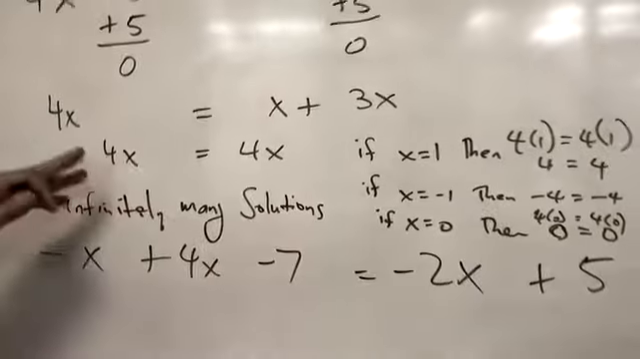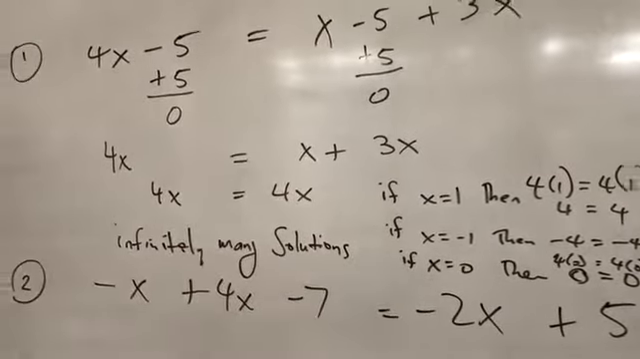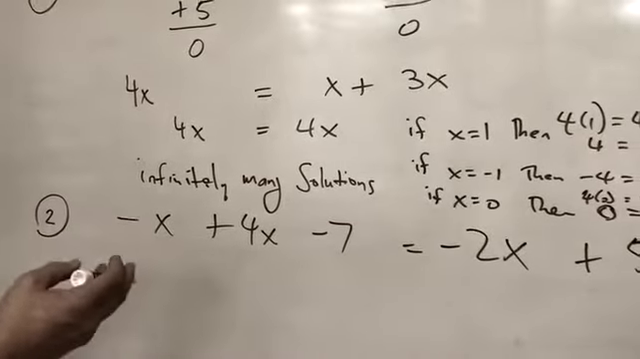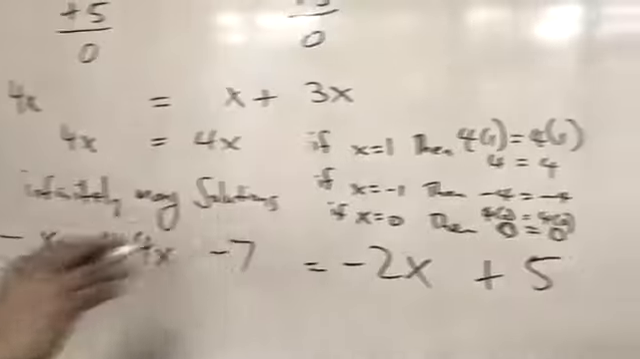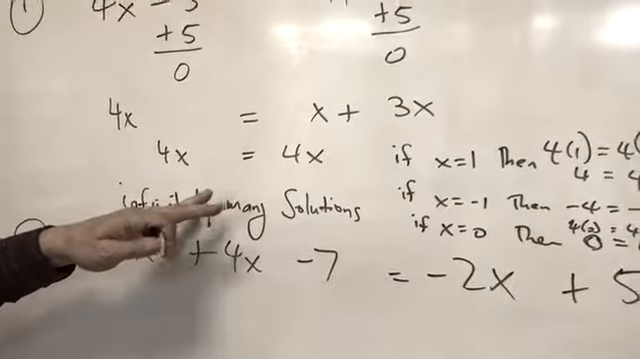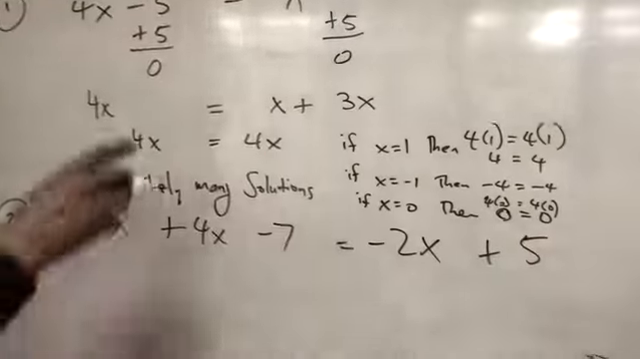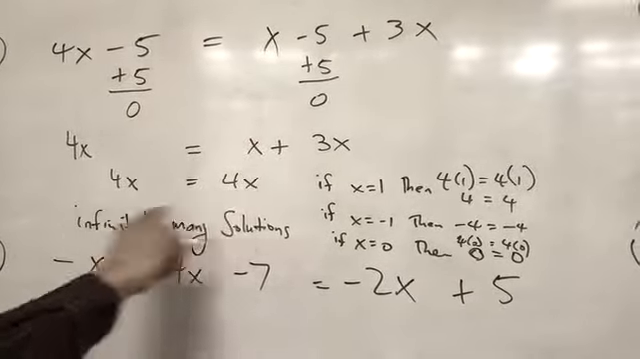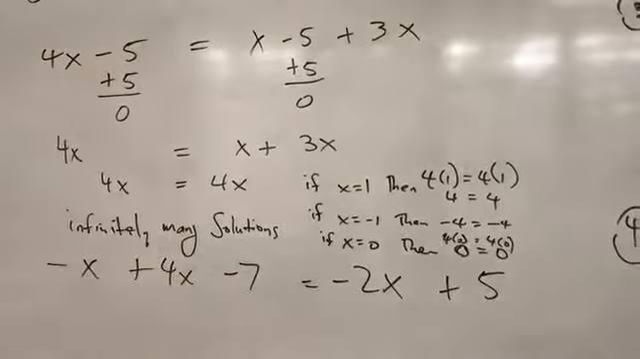So whenever we get 4 equals 4, or 4x equals 4x, or 10 equals 10, or 100 equals 100, or 0 equals 0, this is infinitely many solutions. Some students get confused. They get 0 equals 0 and they think no solution, or x equals 0. That's not true. This would always be infinitely many solutions whenever we have what's called an identity. One side is equal to the other side.